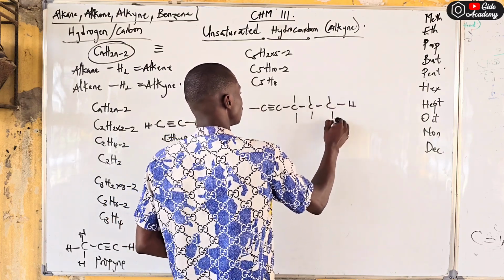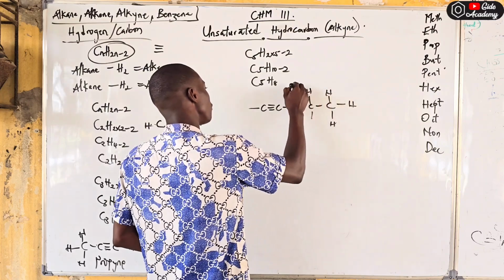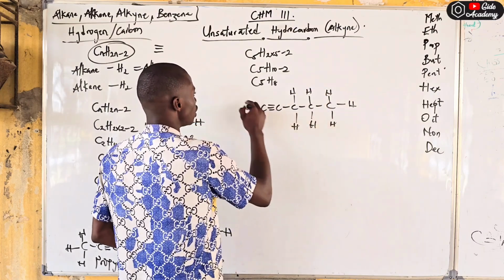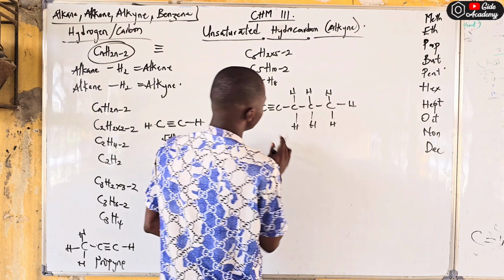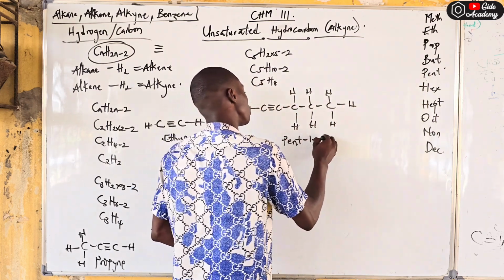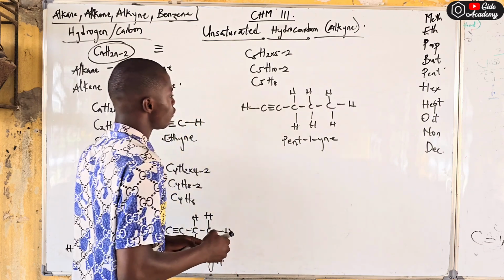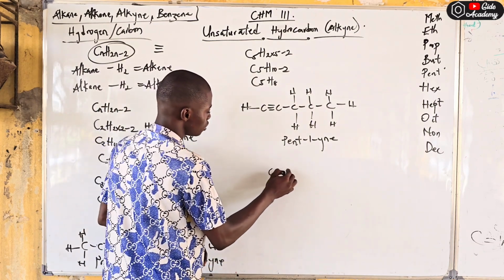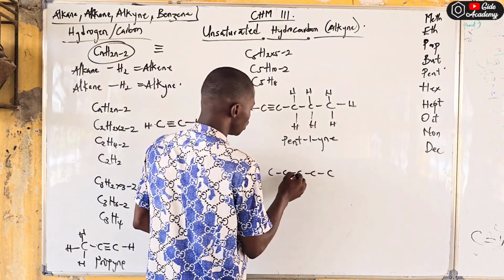Let's count 1, 2, 3, 4, 5, 6, 7, and here will be 8. And 5 carbon atoms is talking about pent. So you can call it pent-1-yne. Let me draw a structure for pent-2-yne. Let's see. 1, 2, 3, 4, 5. The triple bond will be here.